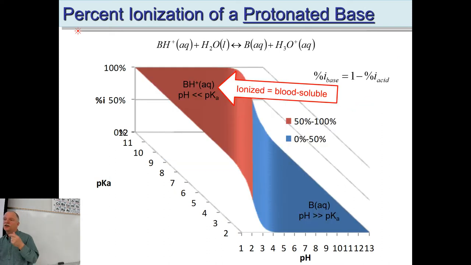And so that's a fast way to do it. Even those bases that we've done already in class, the pKa is listed. So you can just use that equation and determine which side of the Ka you're on. And if it's a base, the left side is ionized. If it's an acid, the right side is ionized.